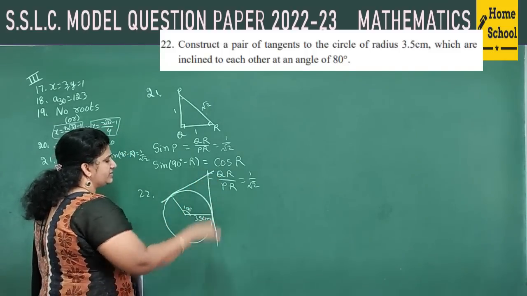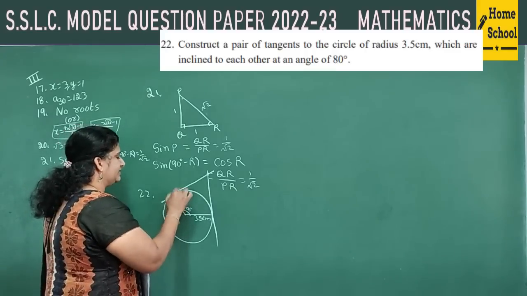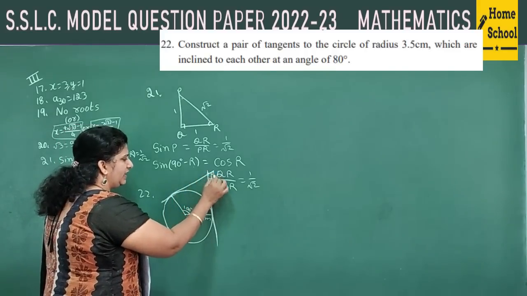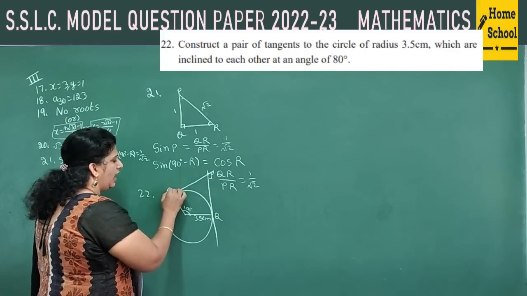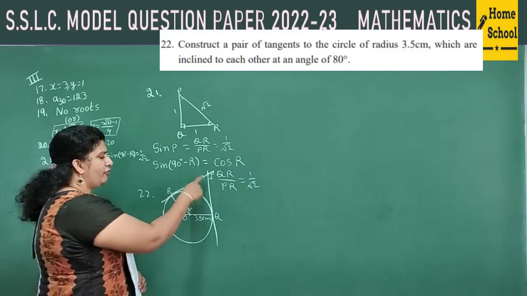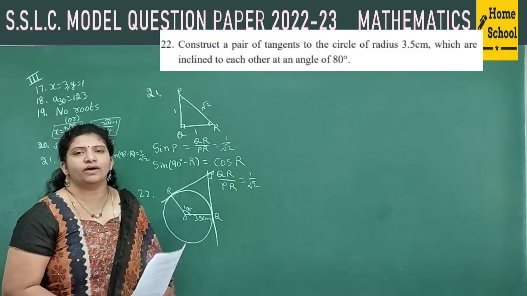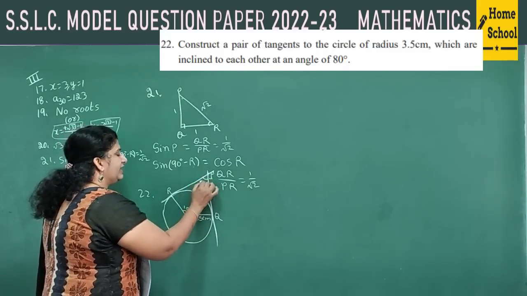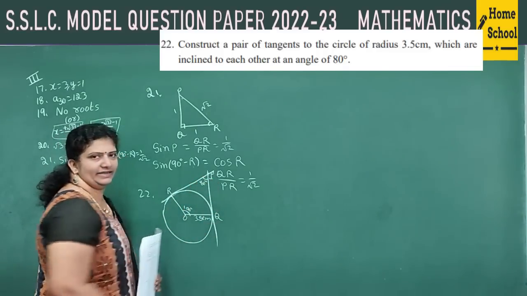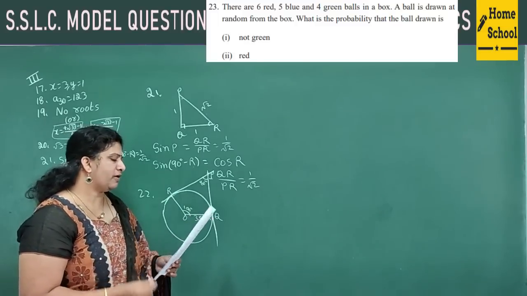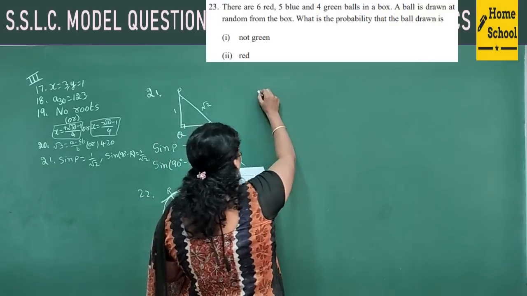Now the two tangents are going to intersect. So mark here P, Q, R and this is O. Therefore PQ and PR are the required tangents of the inclination angle 80 degrees. And now next problem, 23rd.